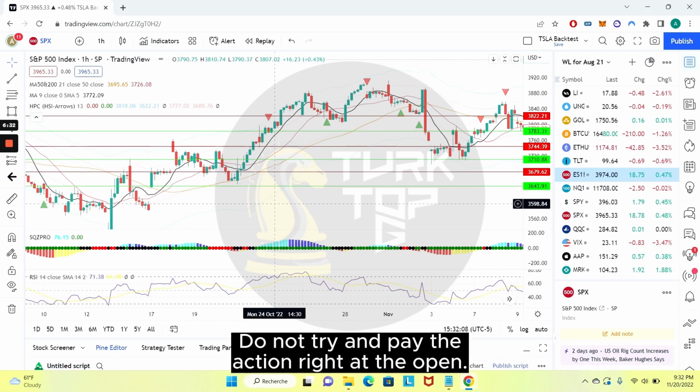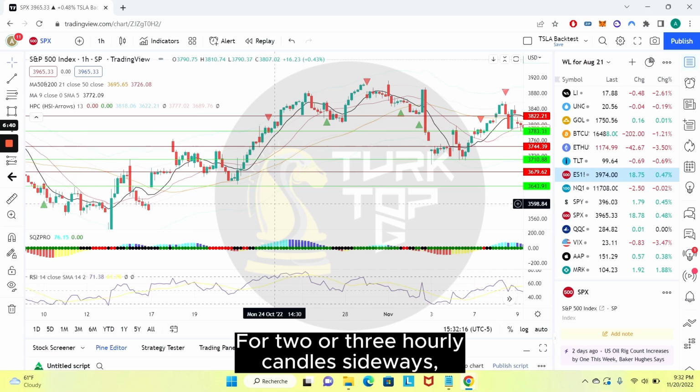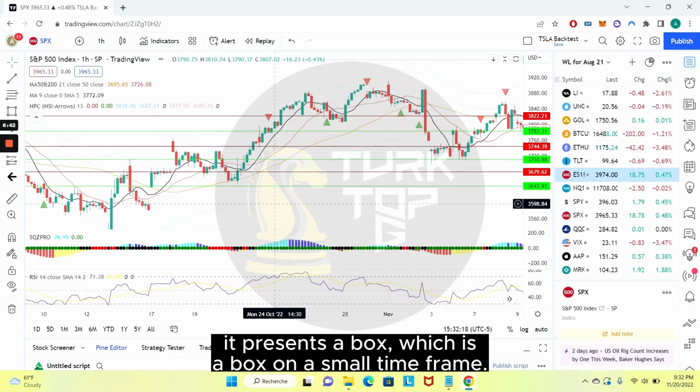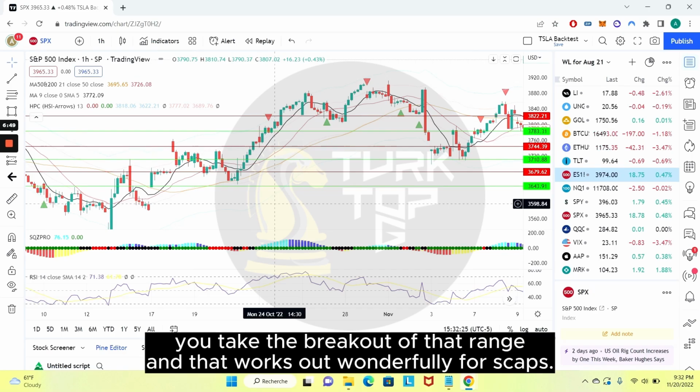Do not try and play the action right at the open. You wait for the initial volatility to die down, for 2 or 3 hourly candles sideways. It presents a box, which is a range on the hourly chart, and you take the breakout of that range, and that works out wonderfully for scalps.